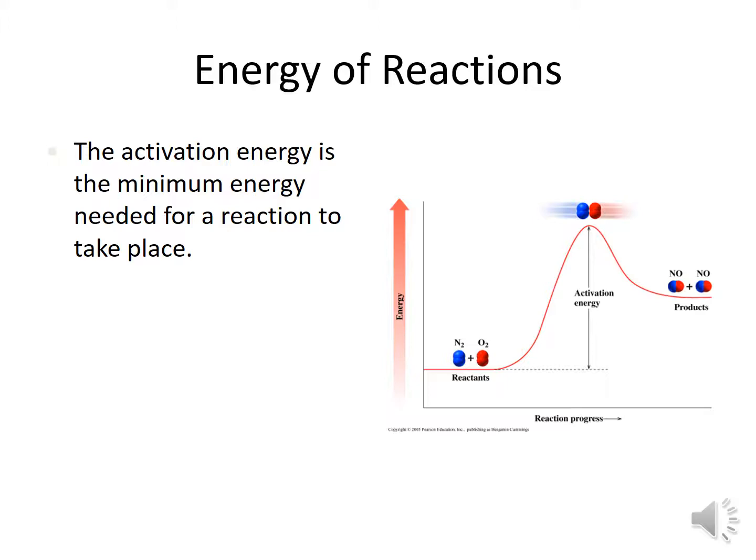But when nitrogen and oxygen are heated to a high enough temperature, then their collisions can have enough energy to get over the activation energy hump, as seen in this diagram. And once they get over the activation energy hump, they can reform new bonds.